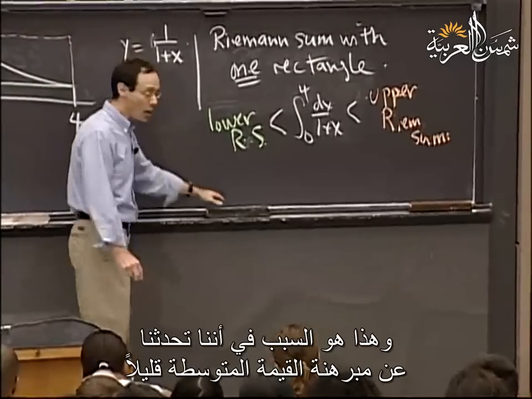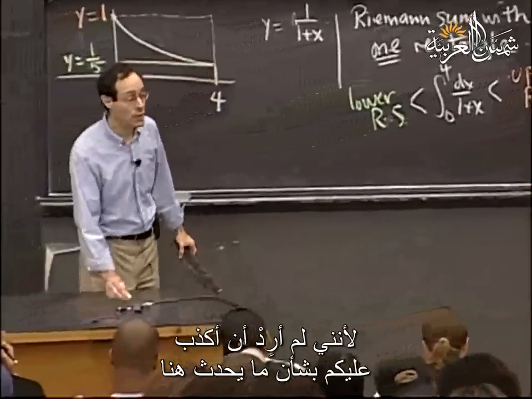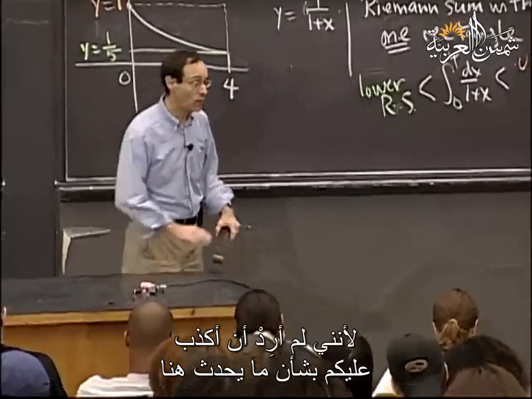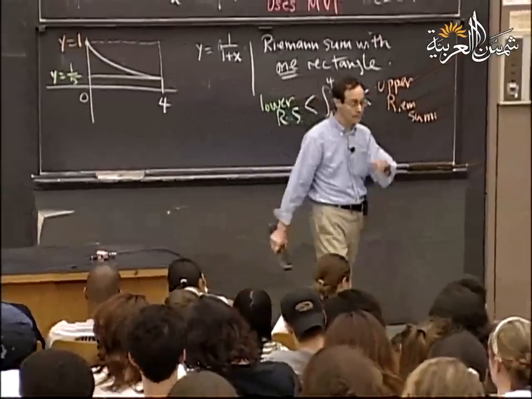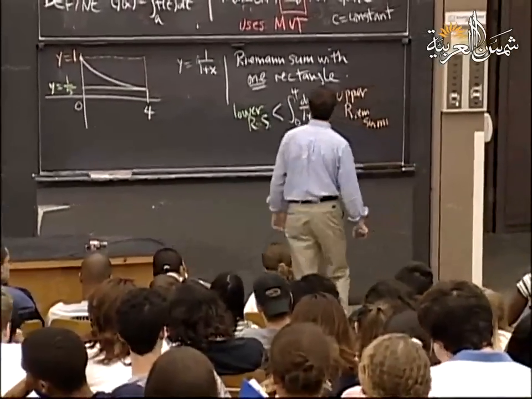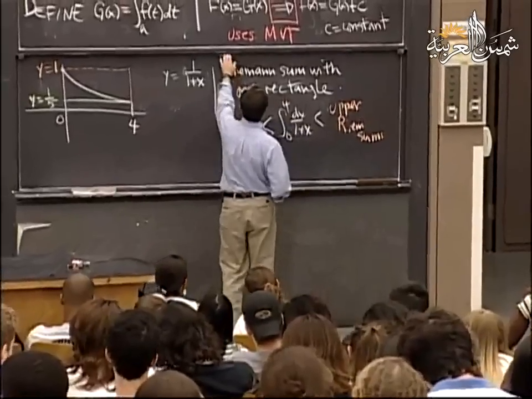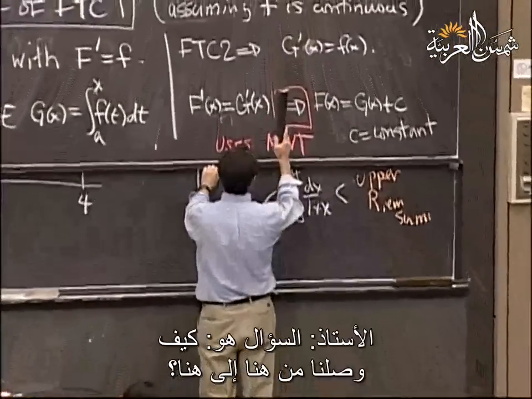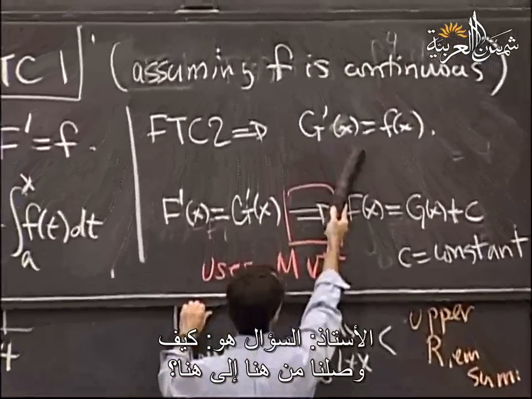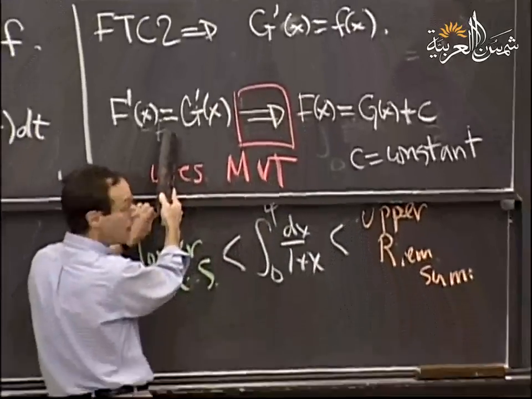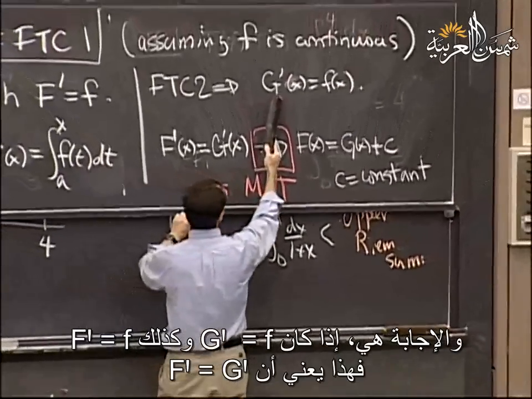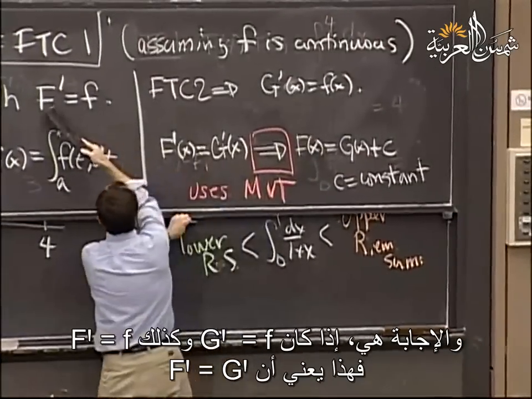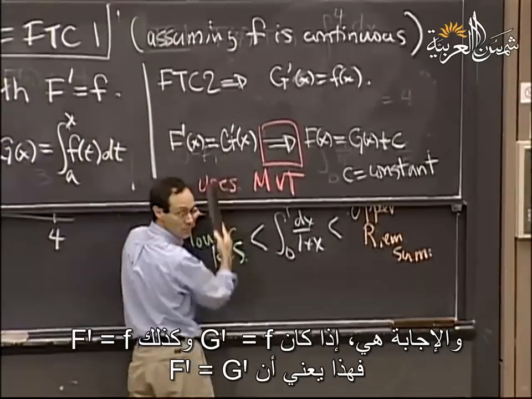And so that's why we talk a little bit about the mean value theorem, because we don't want to lie to you about what's really going on. Yes? From the fundamental theorem to f prime of x to g prime. The question is, how did I get from here to here? And the answer is that if g prime is little f, and we also know that f prime is little f, then f prime is g prime.